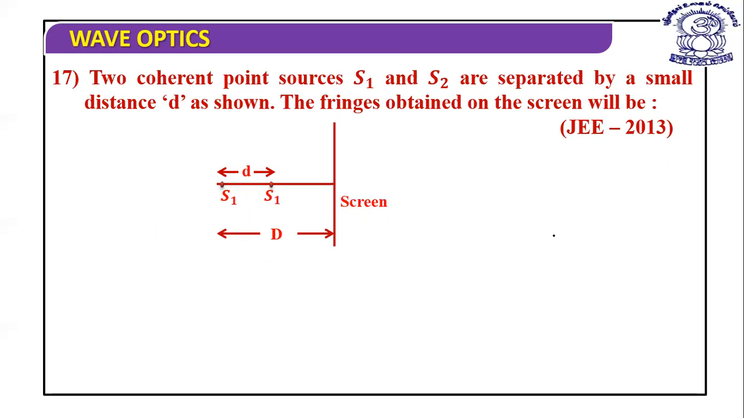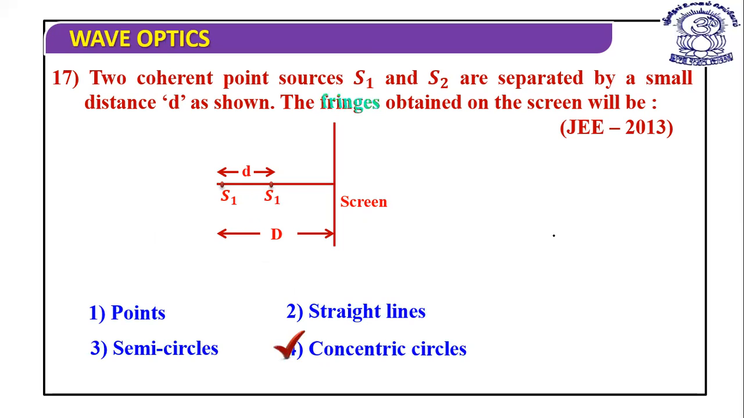Just the next question. Two coherent point sources S1 and S2 are separated by small distance d as shown. The fringes obtained on the screen will be. Here on a circle, path difference will be same. Locus of points having same path difference will be circle. So fringes will make concentric circles.